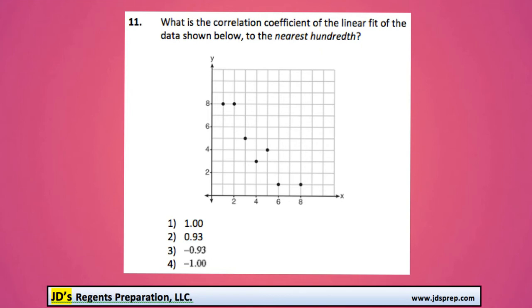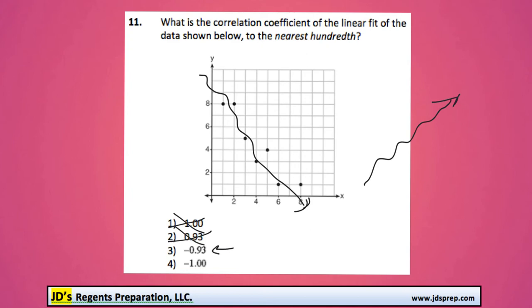Now, there are a couple different ways we could approach this, but probably the easiest one is to use some logic here. We notice that the pattern this is forming is moving in a downwards direction, right? That means the correlation coefficient is going to be negative. A positive correlation coefficient means that the data goes in an upwards pattern. So we can ignore option number 1 and option number 2 because those are both positive.